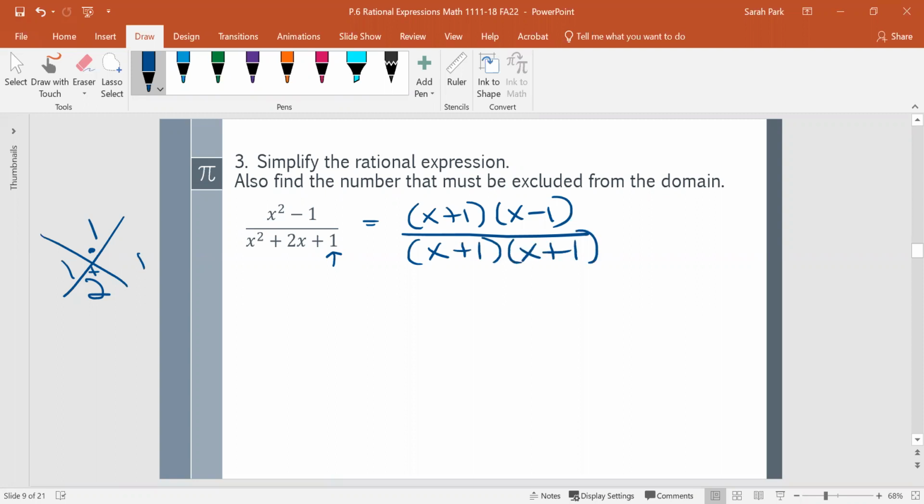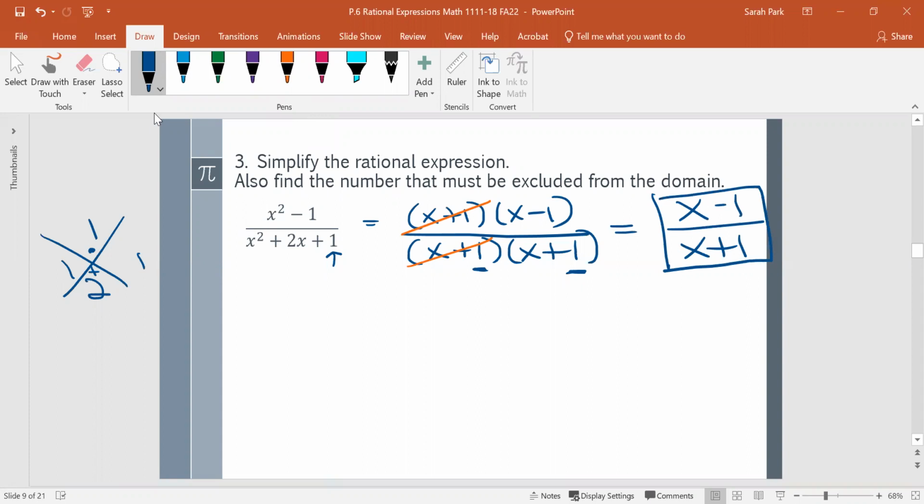So again, if you think about factoring, think about what two numbers multiply to the last number but add up to the middle number. And so now we can cancel out any common terms, and we can cancel out the x plus 1. And so we get x minus 1 over x plus 1. Okay, so there it is simplified.